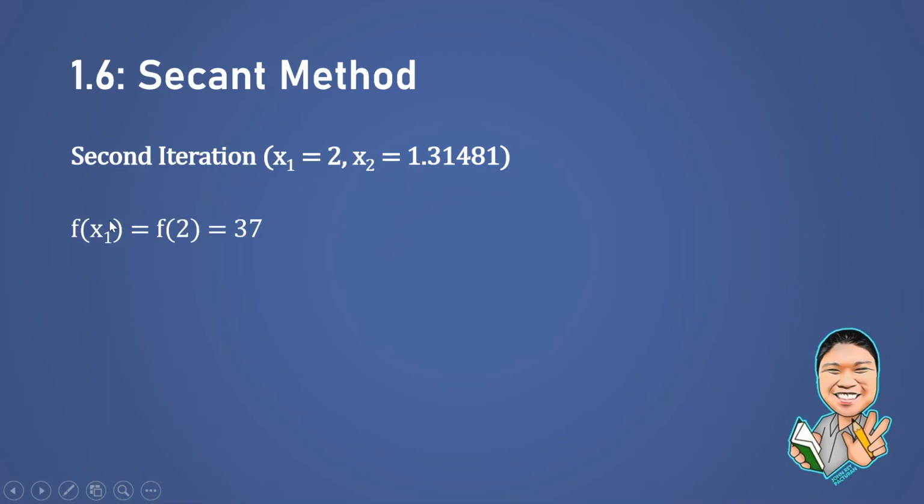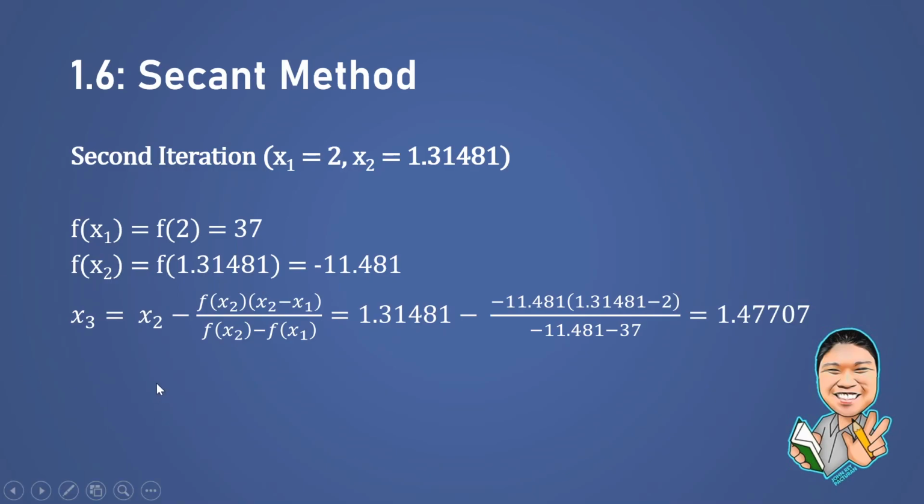So, for the second iteration, yung f of x sub 1, which is f of 2, is 37. Yung f of x sub 2 is f of 1.31481 is negative 11.481. Dahil alam mo na yung value ng f of x sub 1 and f of x sub 2, hanapin mo na yung x sub 3 using this formula. So, 'di ba, paulit-ulit lang naman ang magiging step. x sub 3 is equal to x sub 2 minus f of x sub 2 times x sub 2 minus x sub 1 all over f of x sub 2 minus f of x sub 1. So, ito siya.